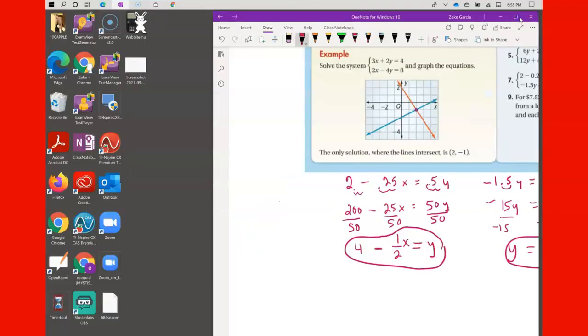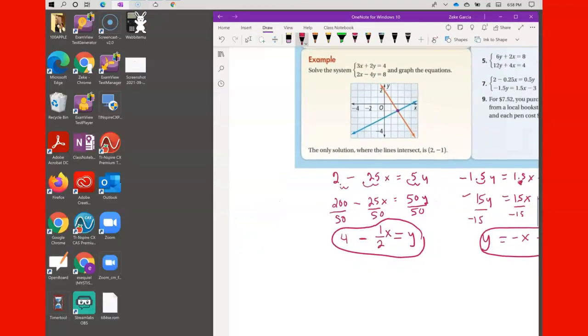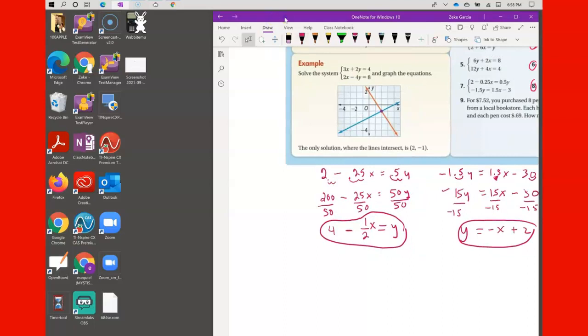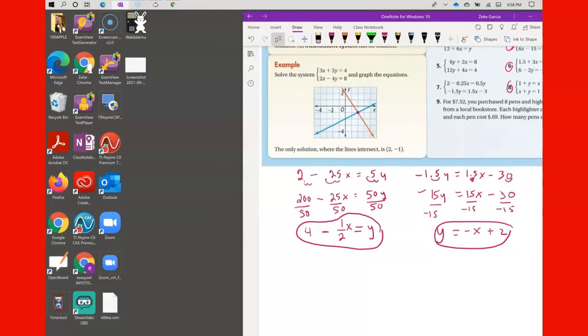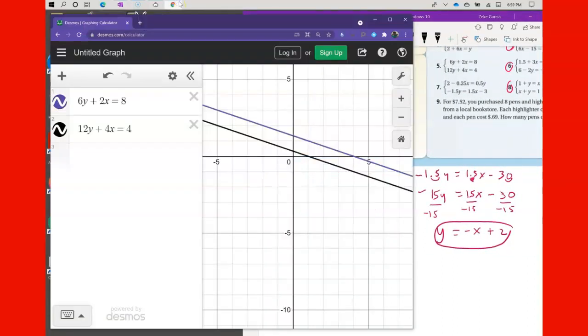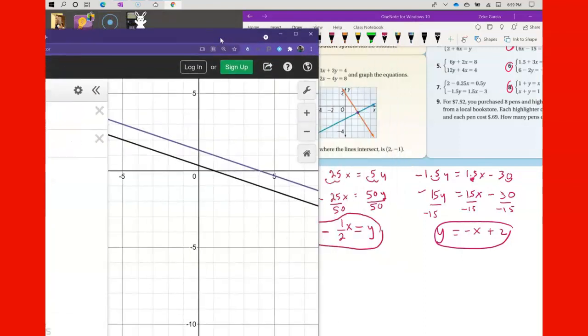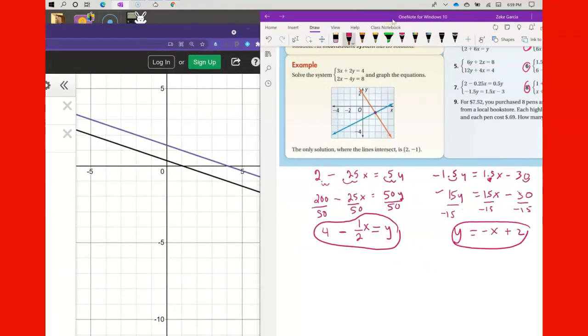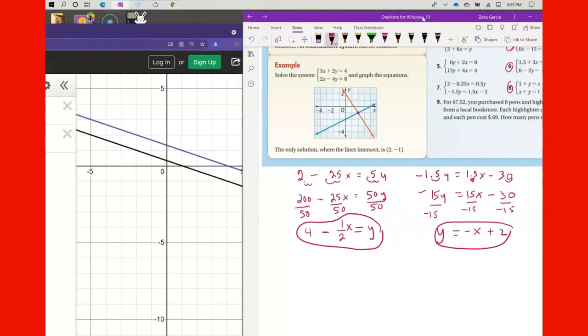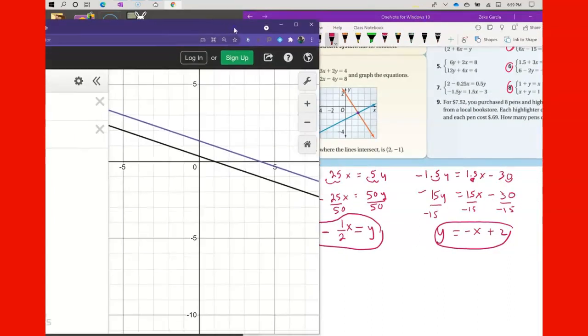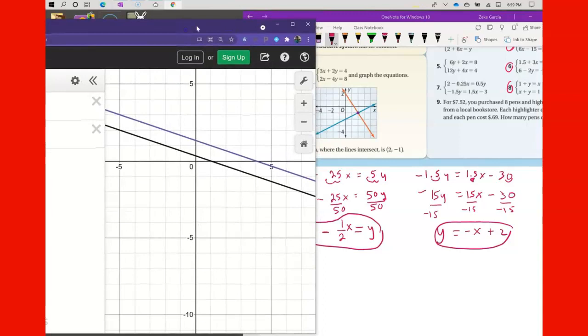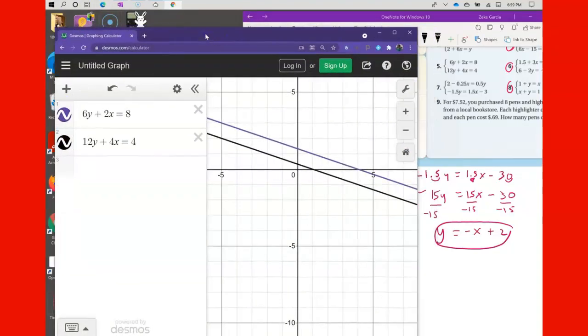So what I'm going to do is go ahead and use Desmos here. And I'm going to move this just a little bit, and then take out Desmos. I'm going to have to go back and forth.